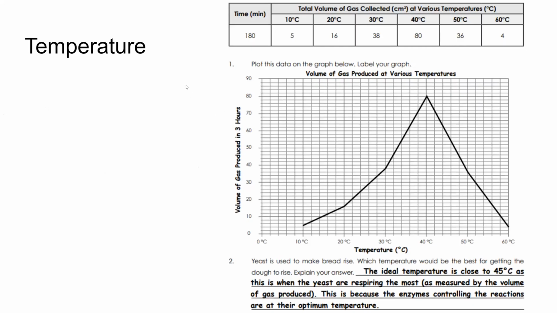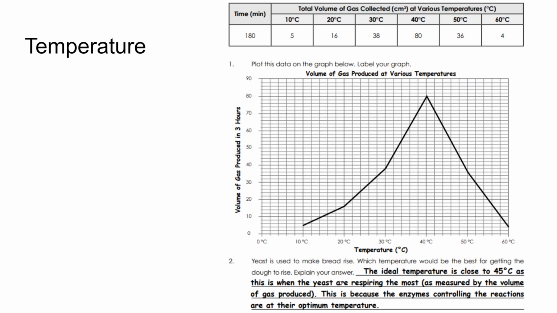So let's look at temperature first of all. Now, we can see here in this graph, we've got the volume of gas produced in hours, and we have temperature on the x-axis. We can see that the volume increases up until around 40 degrees Celsius, and then there is a decrease in the volume of gas. So basically the ideal temperature is close to 45 degrees Celsius.